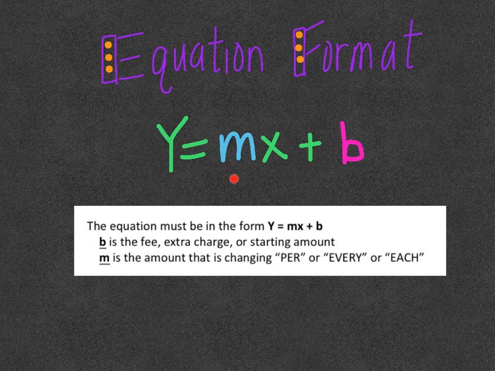Then this letter m, we've just put numbers there, a number times x. Now they're going to classify it with the letter m. And down here it says that m is going to represent the amount that's going to change. Some clue words are per, every, and each. So we're going to look for these situations when we see the story problems coming up in the next three examples.